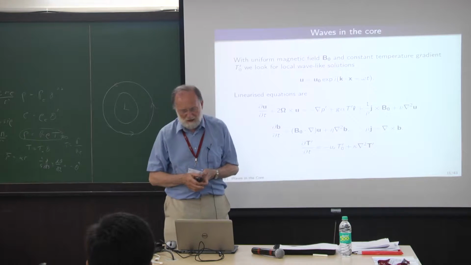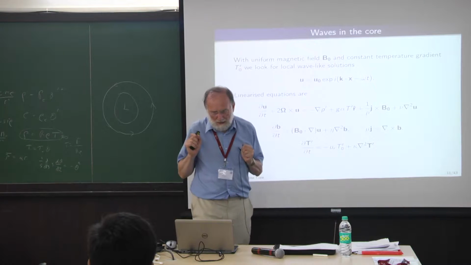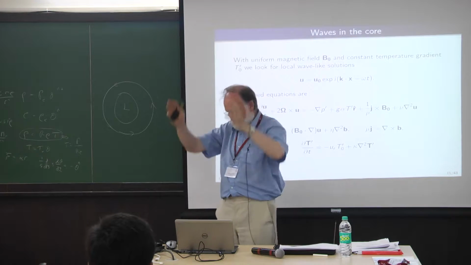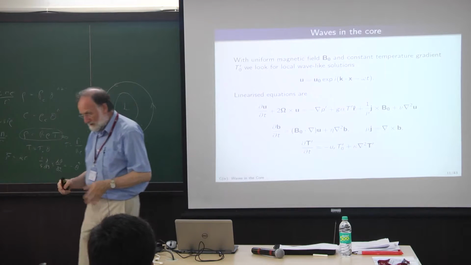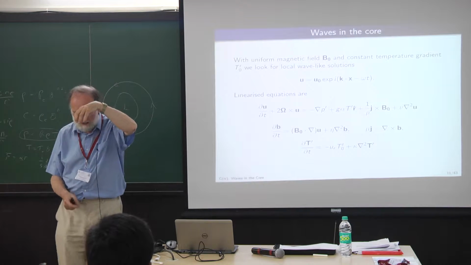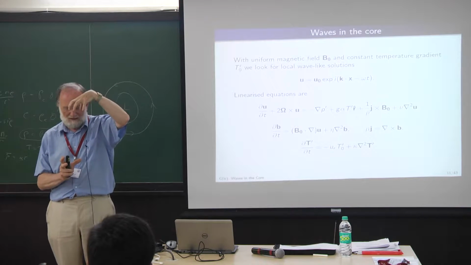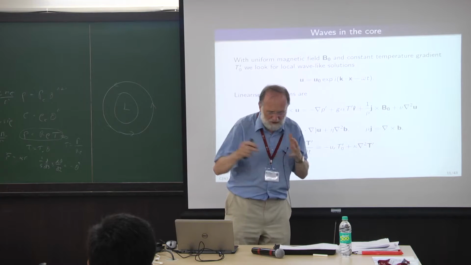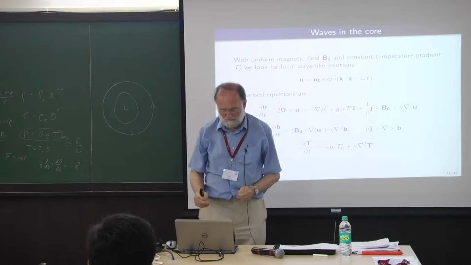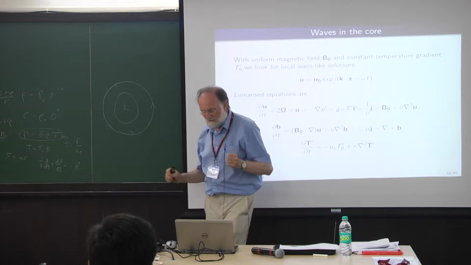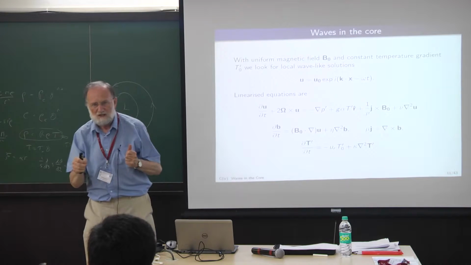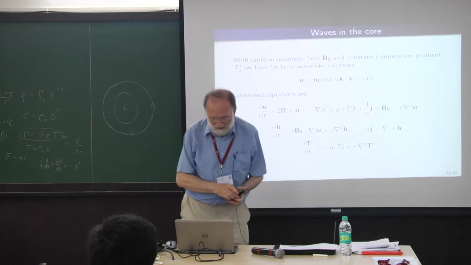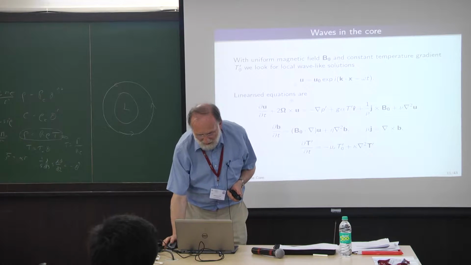So one can imagine a situation where JB Taylor's constraint is imposed, is true, where the J and the B happen, and you're in magnetostrophic balance, that is to say, the Coriolis force, the pressure force, and the Lorentz force are all in balance. And then you could ask yourself, well, suppose I perturb that state, what will happen? Well, I'll get some waves in the core, of course. So let's start looking at waves in the core.